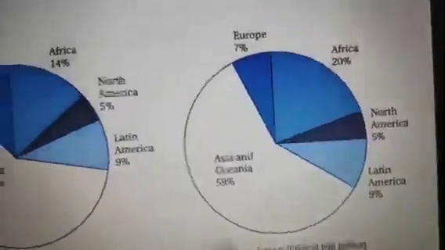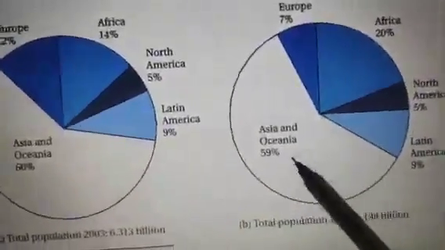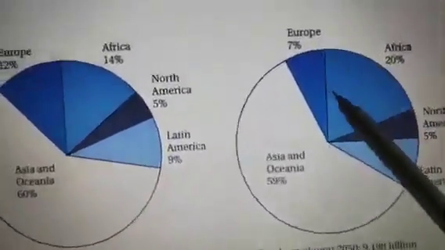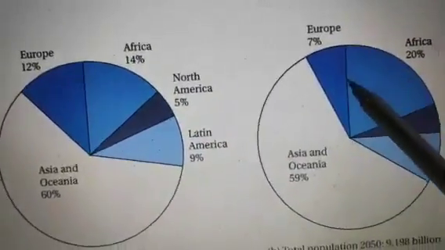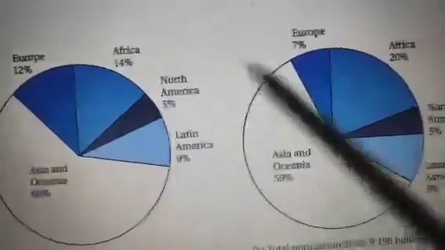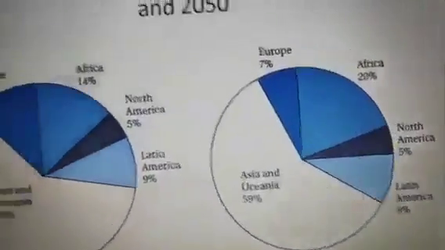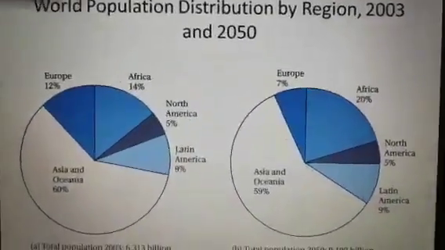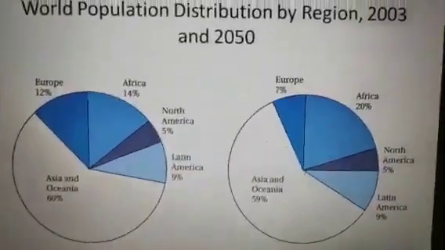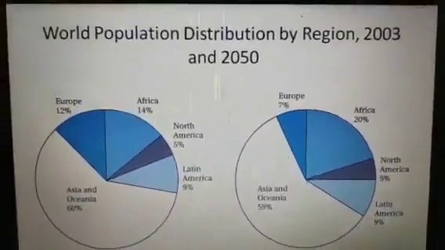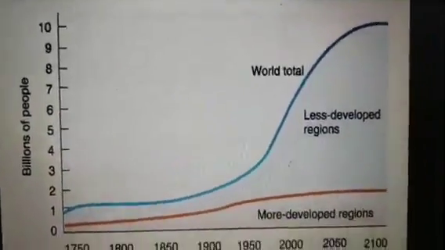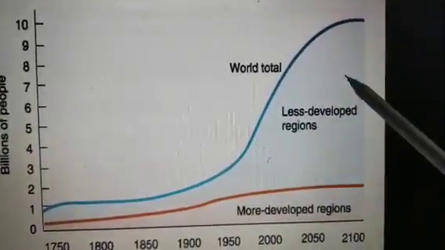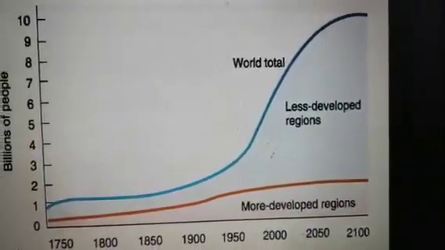And we have projected no major change in Asia, only slightly from 60 to 59, but the European population is diminishing, decreasing from 12 to 7%, and the increasing part is Africa, from 14 to 20%. So this is the changing scenario of global population growth in the near future. So dear students, let's talk about the trends of the world, less developed and more developed trends.